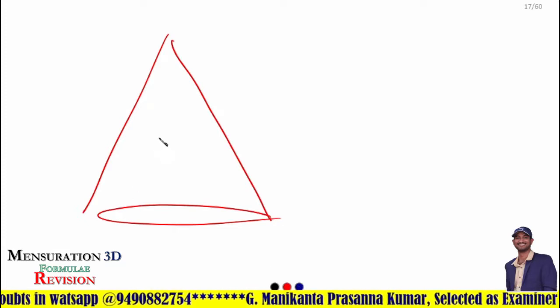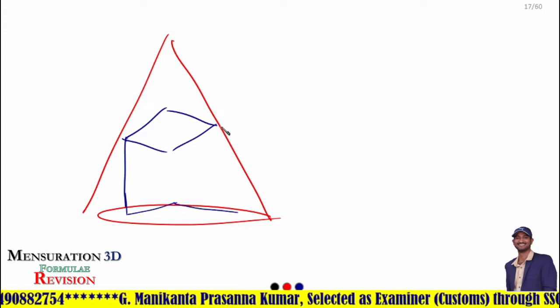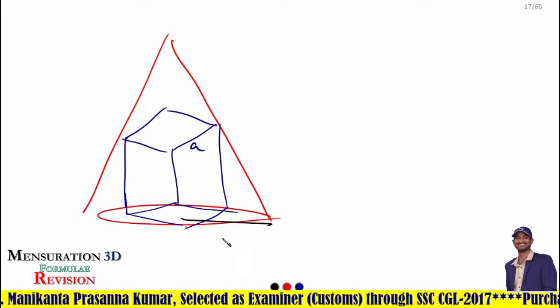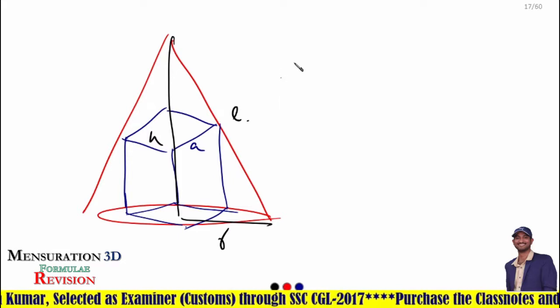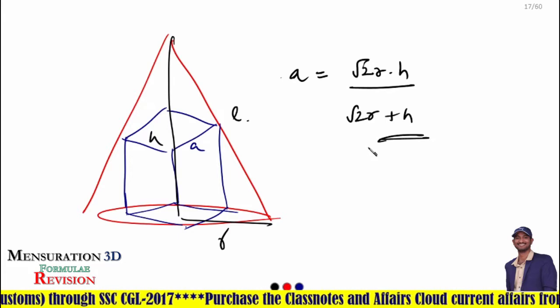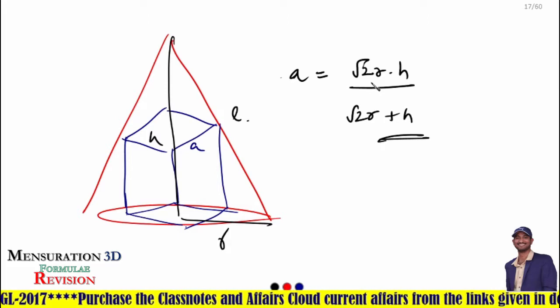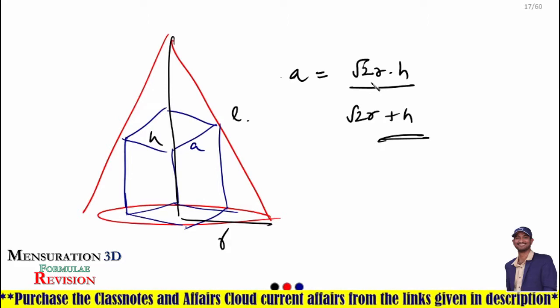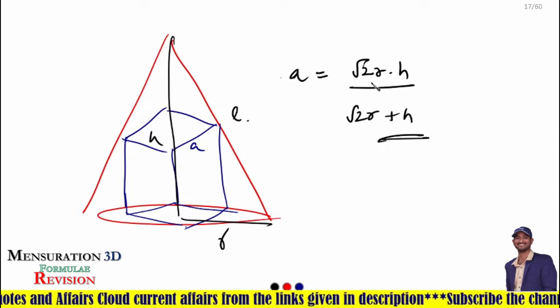Next, a cube in a cone. It is a cone and this is a cube of edge length a, and the dimensions of the cone are r, h and l. Then to get the maximum volume of the cube, the edge length of the cube should be equal to root 2 r into h by (root 2 r plus h). This is the direct formula to find the maximum edge length of a cube inscribed in a cone. Okay, these are the inscribing figures related to a cube.